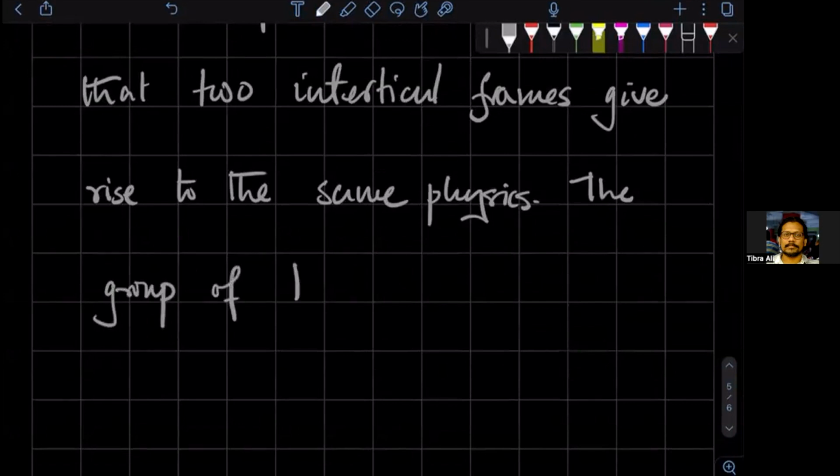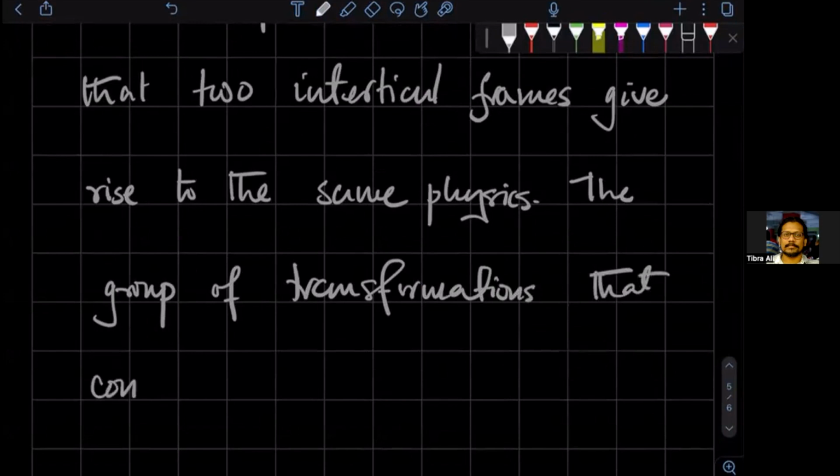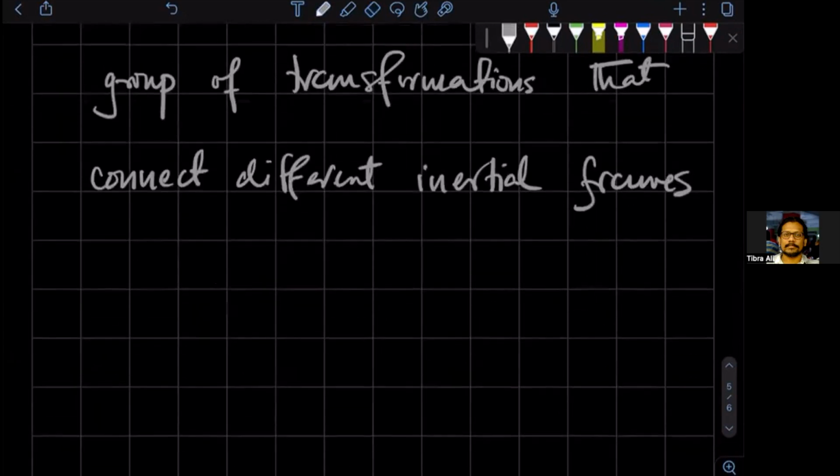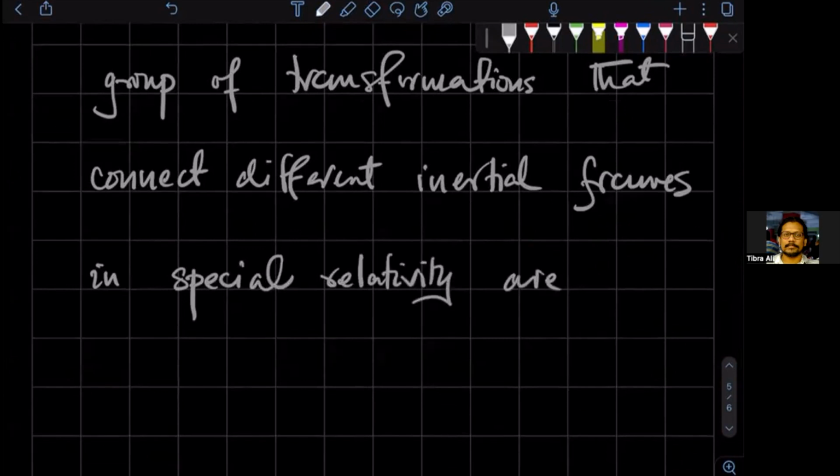The group of transformations that connect different inertial frames in special relativity are known as the Lorentz group, okay?